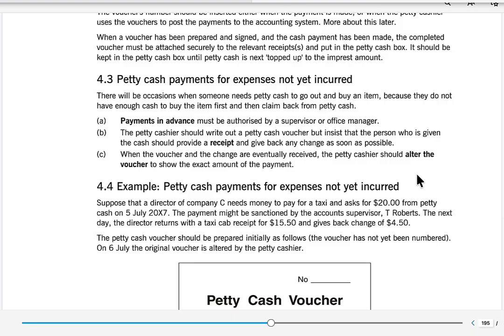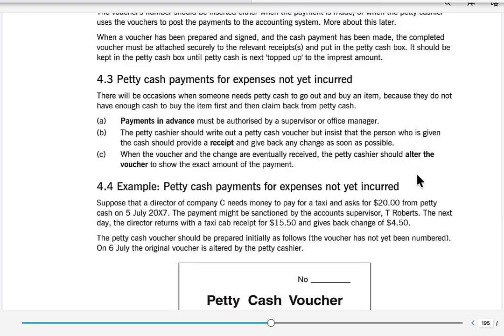Why are advance payments risky? Now, in accounting, anytime you give cash before you get the receipt, there is a risk. The risk is the person might not bring the receipt back. The person might spend the money on something else. The person might spend more than they should. The person might forget to return the change. That is why this lesson focuses on control.